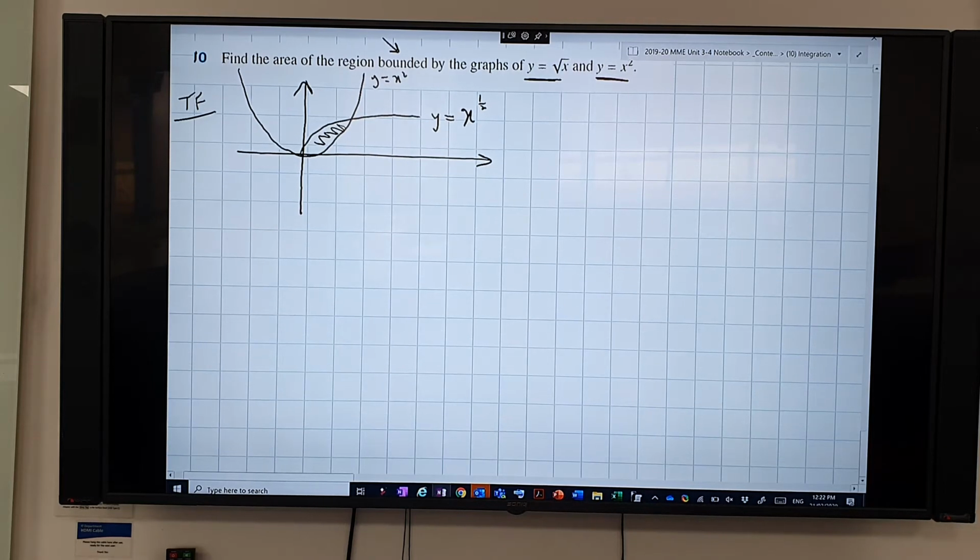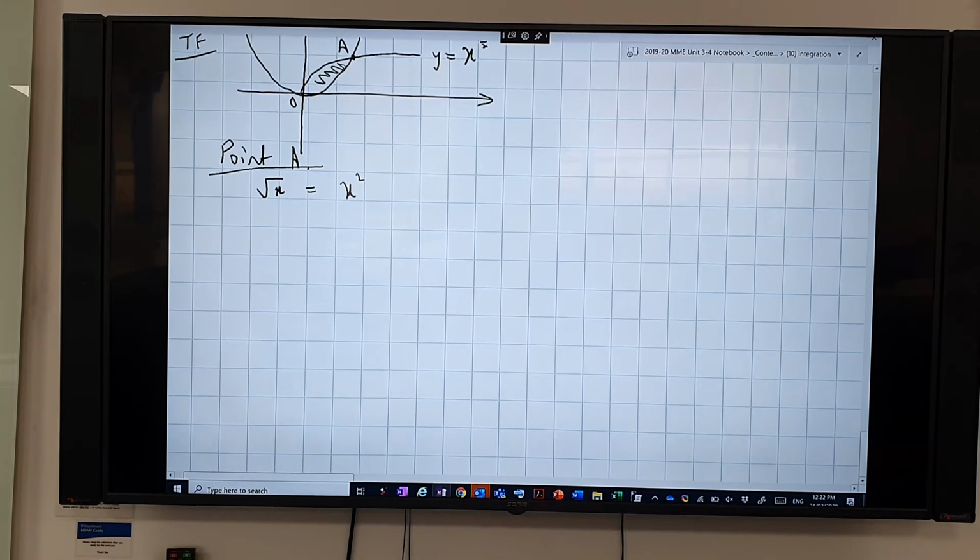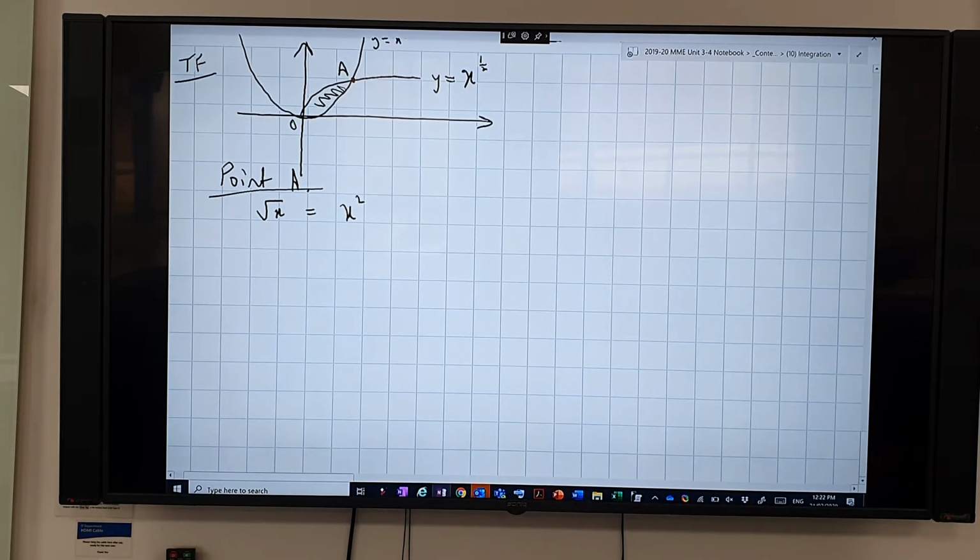So, we've got this. We just need to find the two points. I actually know the first point where they cross. I just need to find point A. So to find point A, I'm going to do where they intersect. So I'm going to say it's where the square root of x equals x squared. And you're allowed to do that. And what you can say is, when's the square root of x going to equal x squared? Well, it's going to equal it in quite a few places.